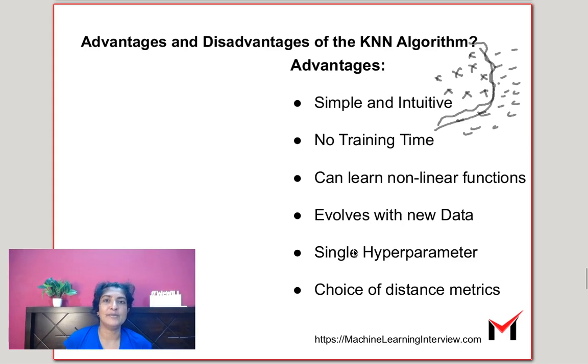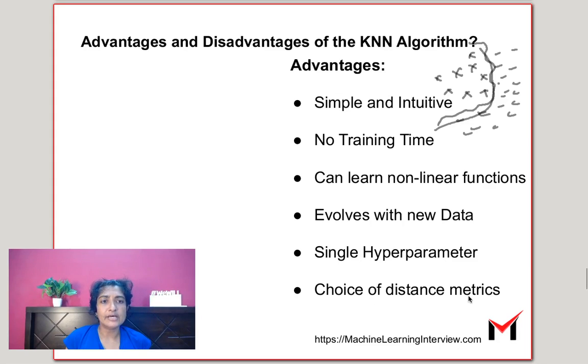There's a single hyperparameter. That's just the value of k. Of course, there are other hyperparameters like the distance metric you use and the algorithm, like the ball tree or kd tree and so on. But it does not have a lot of hyperparameters, unlike some other algorithms. If you take a random forest or a decision tree, it has many more hyperparameters that you can tune typically. Choice of distance metrics.